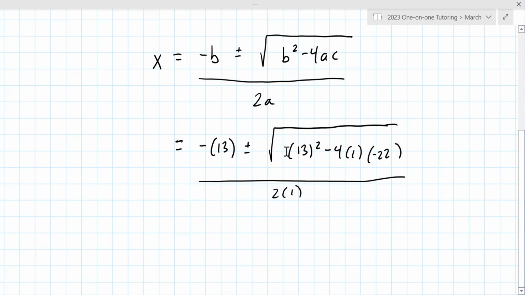So like I said, this is where most of the errors occur. This is why you've got to be so precise here. I would recommend doing the calculations twice and confirming that they're the same. Now I got 257. Good. So this becomes minus 13 plus or minus the square root of 257 all over 2.